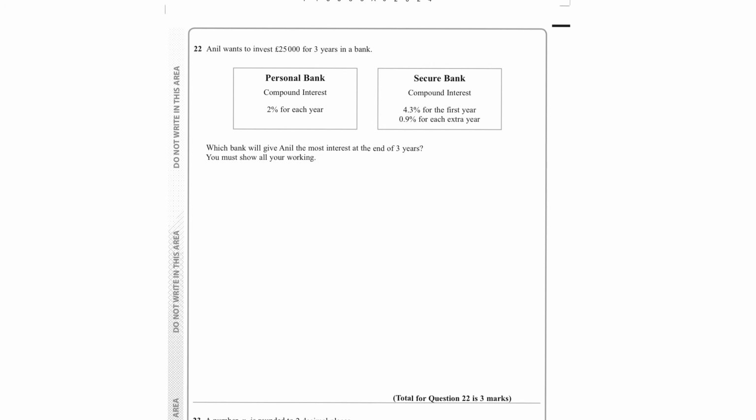So we've got Anil who wants to invest £25,000 for 3 years in a bank. So which bank will give Anil the most interest at the end of the 3 years? So let's work out his interest in personal bank. So to work it out, you do 25,000 times by, so as the percentage, that it increases by 2% per year. So what you do to the rate is you divide the rate by 100.